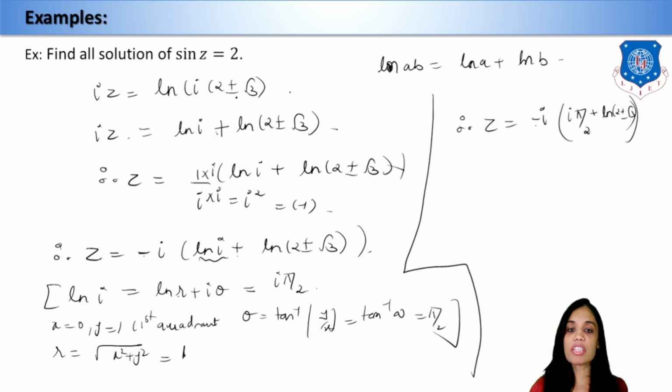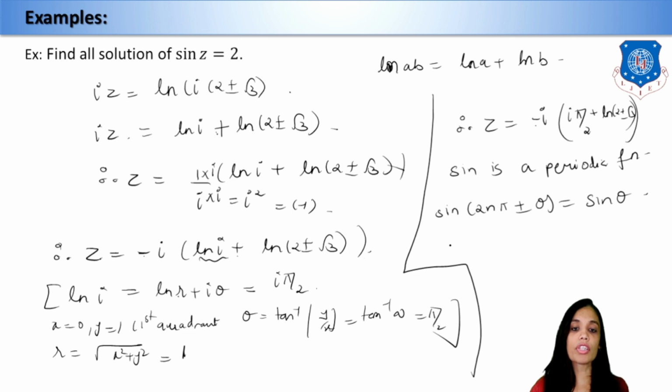Right? Now because sine is a periodic function, that is sin(2n pi plus or minus theta) is equal to sin theta, right? So we will write our final answer z as minus i into (i pi by 2 plus ln (2 plus or minus root 3)) plus or minus 2n pi, right? So this is our required answer.